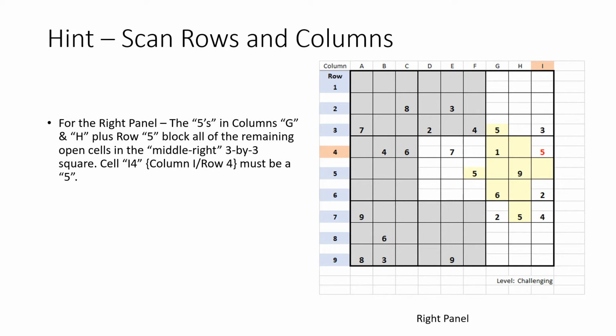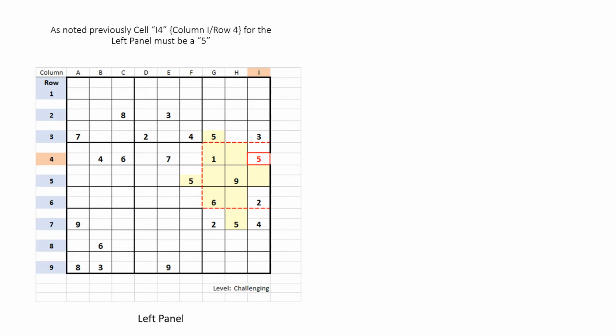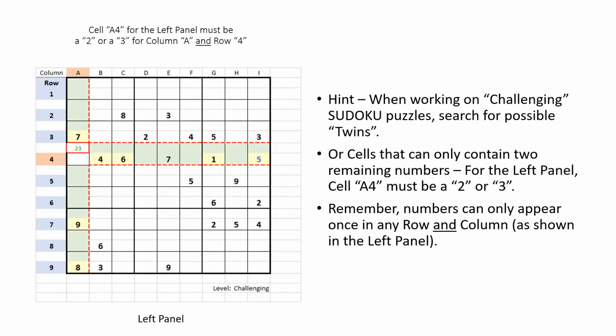Here's a hint. Scan rows and columns. For the right panel, the 5s in column G and H plus row 5 block all of the remaining open cells in the middle right 3x3 square. Cell I4, that's column I, row 4, must be a 5. As noted previously, cell I4, column I, row 4, for the left panel must be a 5. Cell A4 for the left panel must be a 2 or a 3 for column A and row 4.